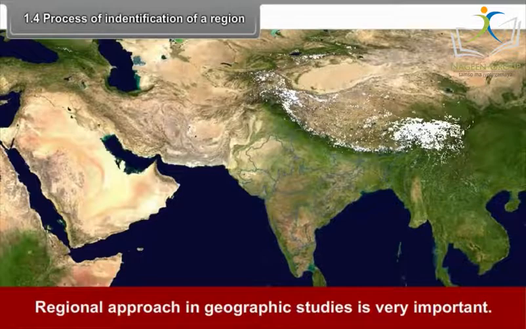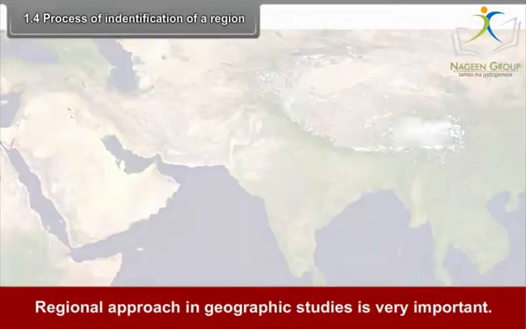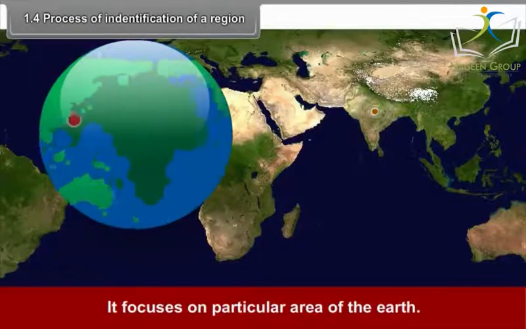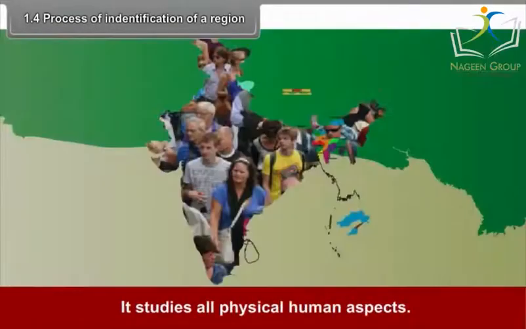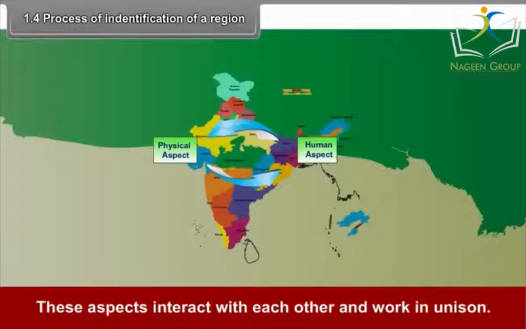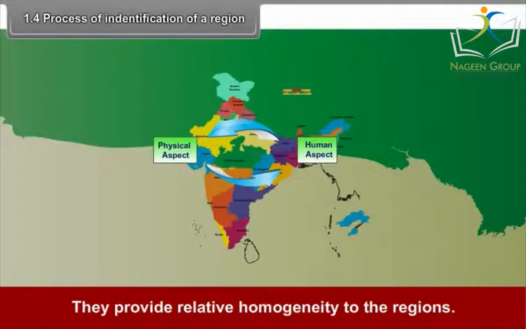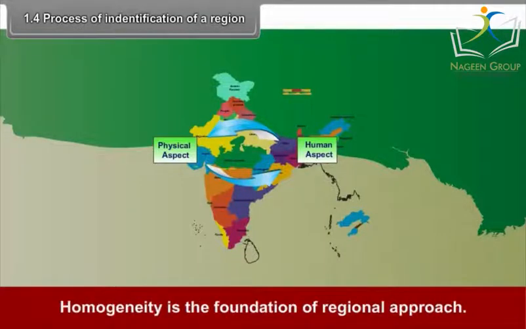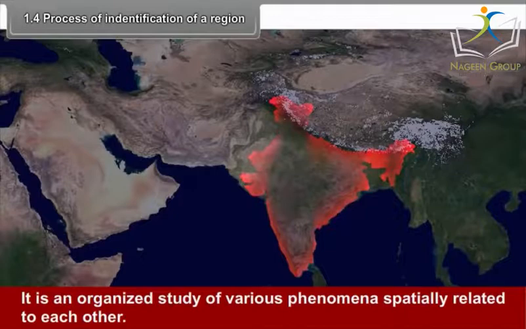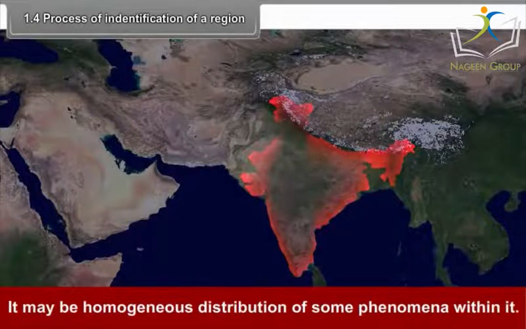Regional approach in geographical studies is very important. It focuses on a particular area of the earth. It studies all physical and human aspects. These aspects interact with each other and work in unison. They provide relative homogeneity to the regions. Homogeneity is the foundation of the regional approach. It is an organized study of various phenomena spatially related to each other. There may be homogeneous distribution of some phenomena within it.